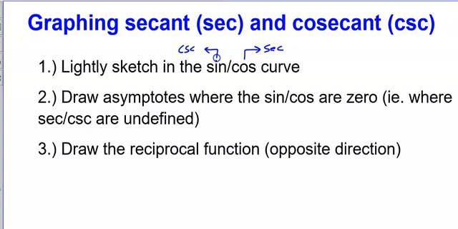Okay, if you have a vertical shift, use the midline. Use the points where your sine or cosine curve crosses the midline, not the x-axis, because your whole graph is going to be moved up or down. And then number 3, draw the reciprocal function, which is your secant or your cosecant.